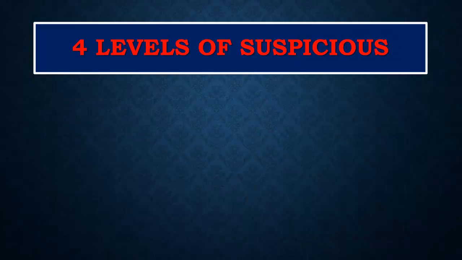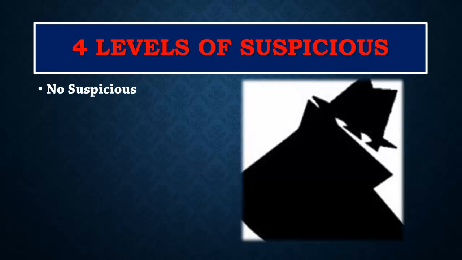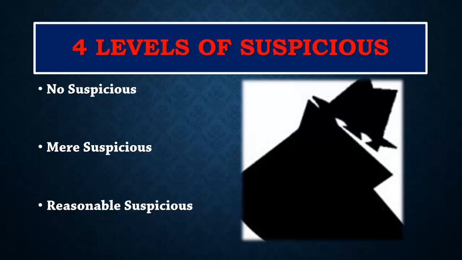You have four levels of suspicion. Let's go through them now. One, no suspicion. You are speaking with a driver who is attempting to access your gate. Two, mere suspicion. The driver's behavior is strange. Three, reasonable suspicion. You see what appears to be an open container of alcohol inside the vehicle in plain view. Four, probable cause. You smell the odor of alcohol emitting from inside the vehicle.